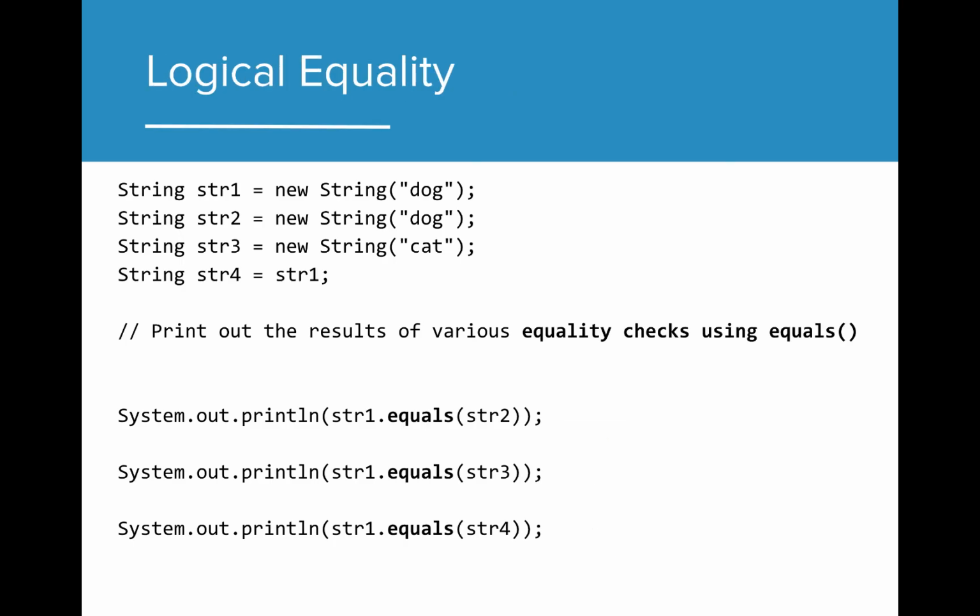Now let's test the same string objects using the dot equals method. Can you figure out the print statement output? The first and third print true, while the second prints false. Because equals is checking the value of the object's attributes, the first print statement will result in true. The second is false because dog and cat are different strings. And the third is true because the value of string 4 is equivalent to string 1.